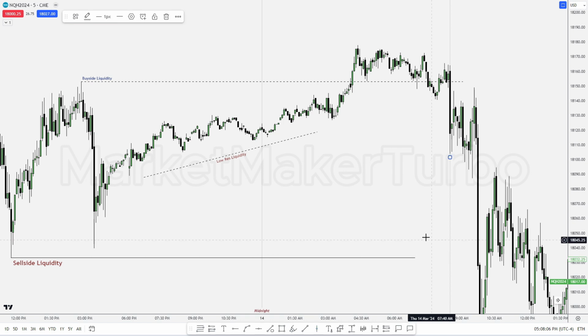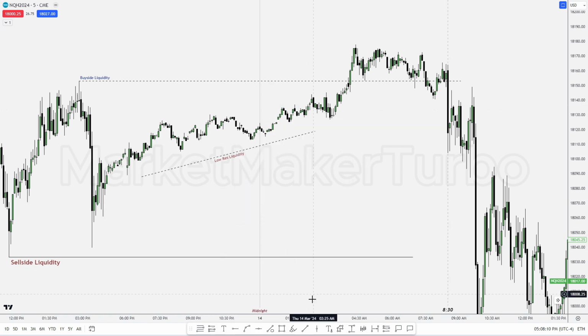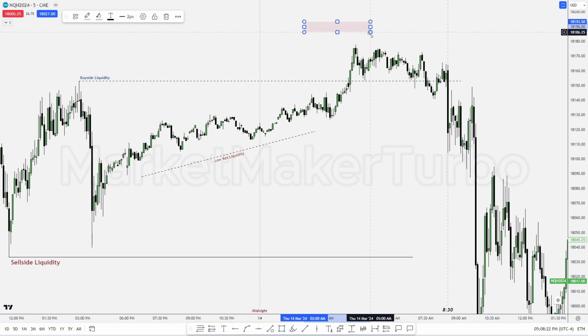So about here. Midnight to overnight, this is all just for collecting data purposes, and as you can see, the London kill zone from 2 to 5 has a tendency of putting the high of the day in.